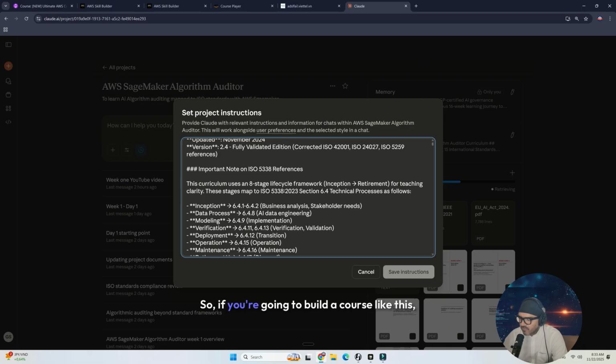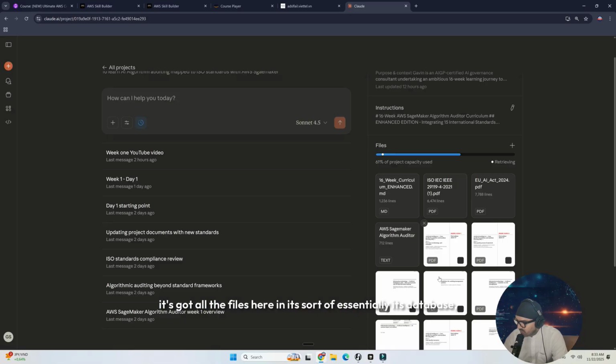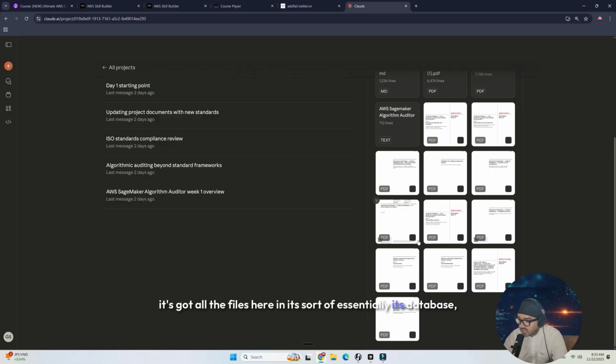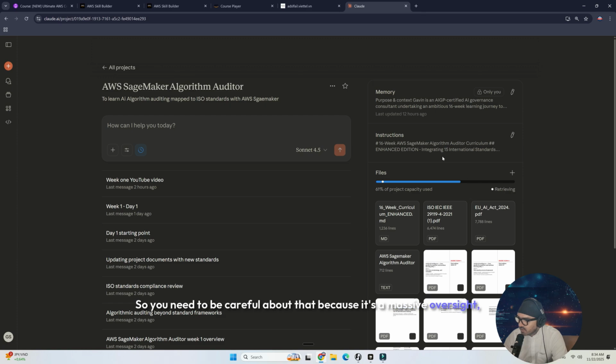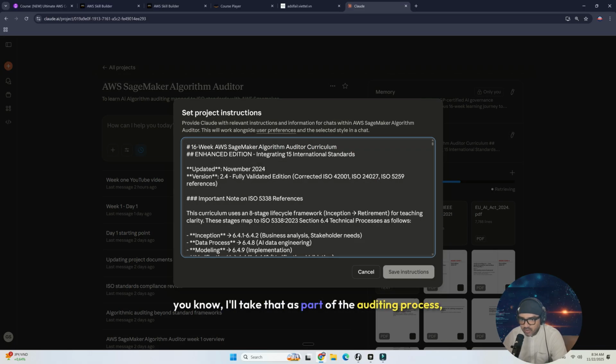So if you're going to build a course like this, do be careful, because Claude makes errors, even though, as you can see, it's got all the files here in its essentially its database. It still made mistakes. So you need to be careful about that, because that's a massive oversight, especially when you're trying to build something within this particular industry. It's got to be correct. You're auditing.